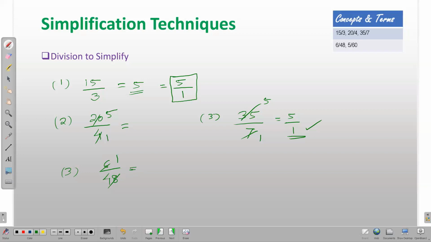I'll tell you one thing. Suppose I'm writing 35 by 7 equals. I'm cutting this and writing 1. I'm cutting this and writing 5. You know what I did actually? No, I don't know. Actually I divided 35 by 7.